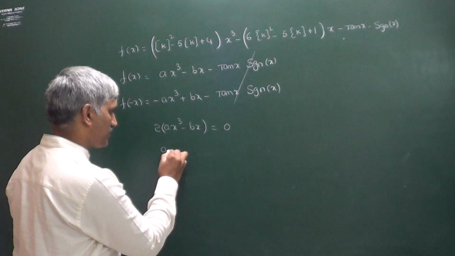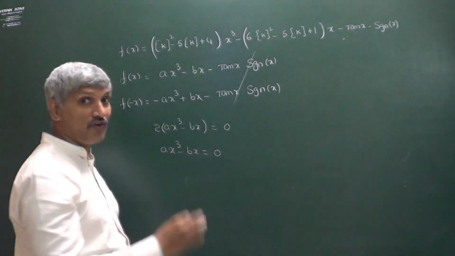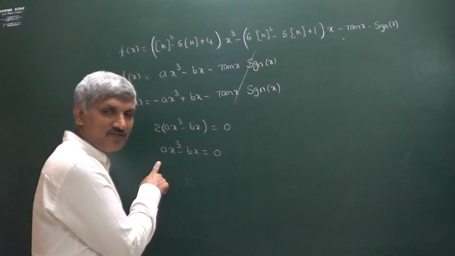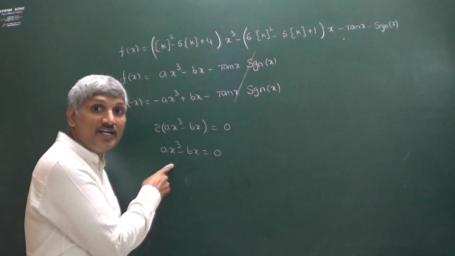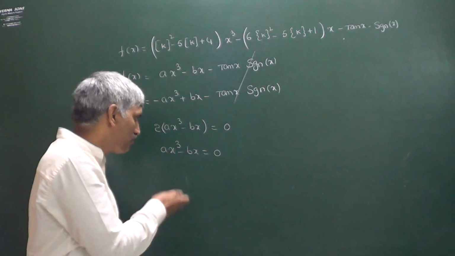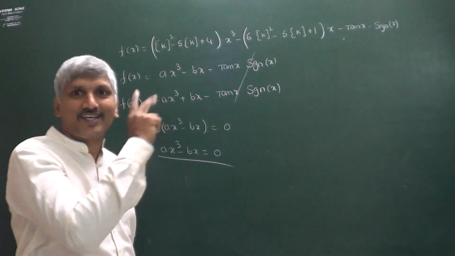Or ax cube minus bx is equal to 0 for all x. Yes, this is equal to 0 when x is equal to 0, and it is a cubic equation. A cubic equation has 3 real roots. That means this equation has only 3 real roots. But he is saying what? This is true for all x.